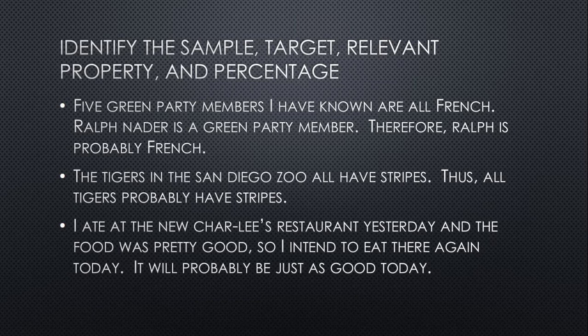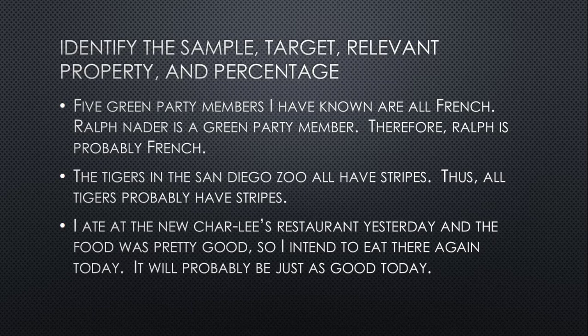Let's move on to the next problem. The tigers in the San Diego Zoo all have stripes. Thus, all tigers probably have stripes. What is the sample? What has been observed? What is the group that's being observed? Well, the sample is the tigers in the San Diego Zoo. Right? Given the context of this passage, that's what has been observed. The tigers in the San Diego Zoo, that's the sample. What is the target? In other words, what's the second group, in which the sample is a subset of that target group? Well, it's all tigers.